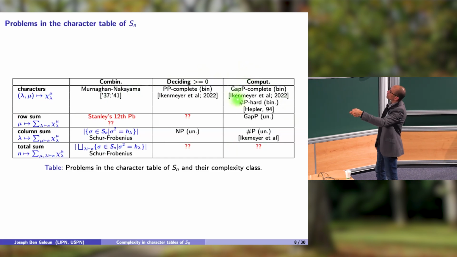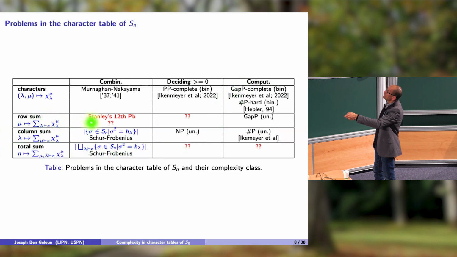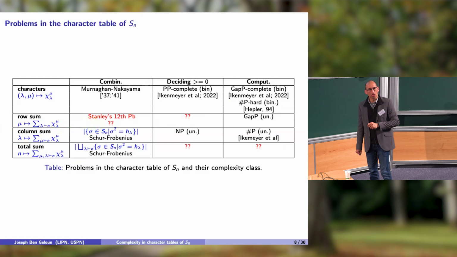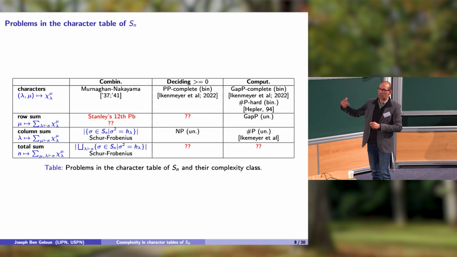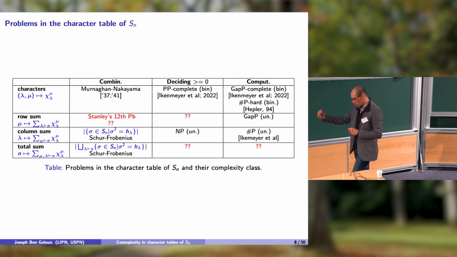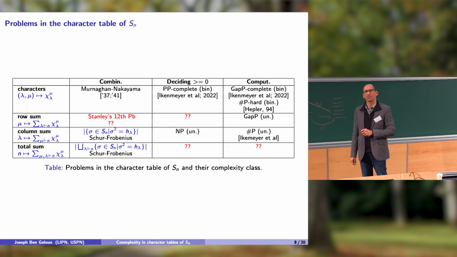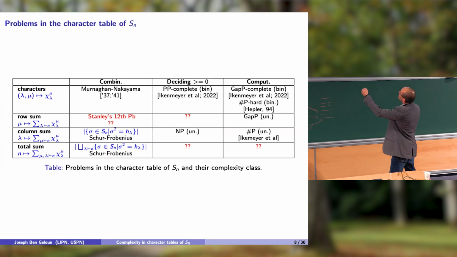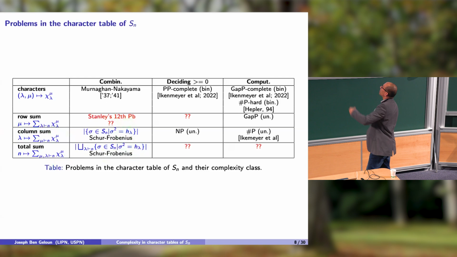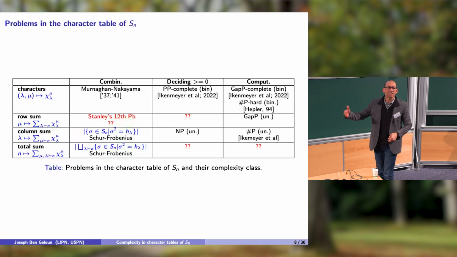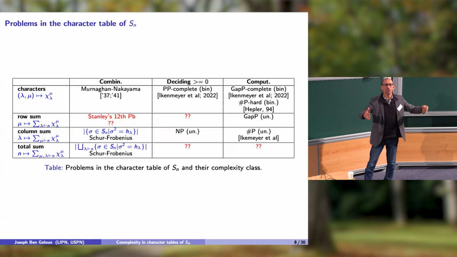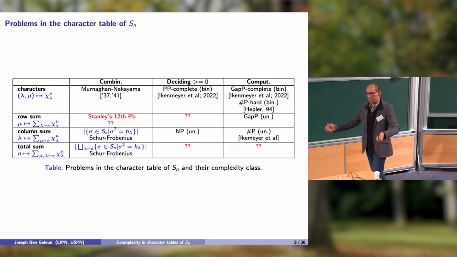Let's have a look at the row sum. So I'm fixing here a representation, summing over all conjugacy classes. This is today not known. For this number, the row sum of the character table of the symmetric group, nobody has an interpretation, a construction of these numbers, of these integers. And it is known as the 12th problem of Stanley. Of course, Stanley was just recording all the difficult problems in his review.